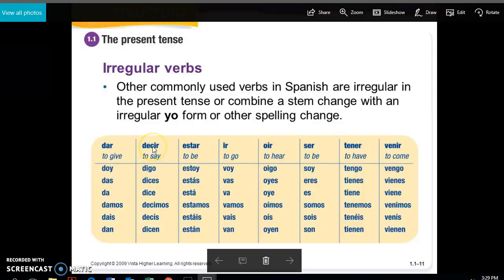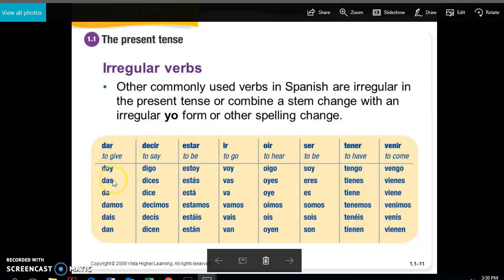Then you may want to group decir, oír, tener, and venir. So you know in the first line of conjugations you have go. Tengo, vengo, digo. Now, this is just a hint. Some of you may want to group them the best way you know how to learn them.